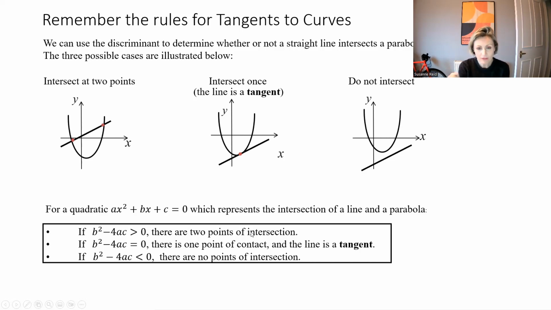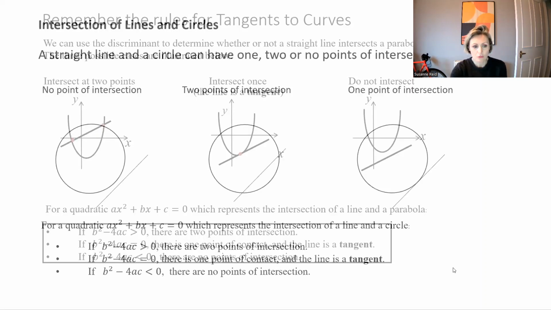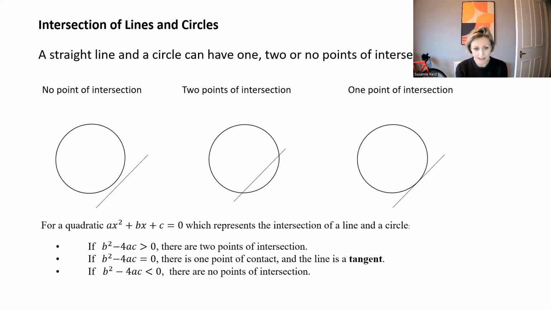If it's equal to 0, then it doesn't matter whether you add it on or subtract it, you'll get the same answer both times, which means you're only getting one answer. So if b squared minus 4ac equals 0, then there's 1 point of contact, and that makes the line a tangent. And if b squared minus 4ac is less than 0, then we can't take the square root of it, so it won't work. You get an error in your calculator, and that means there's no point of intersection. So applying that to the circle is exactly the same. So we're interested in our quadratic equation and our discriminant.